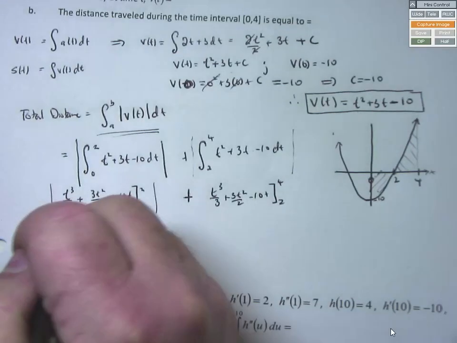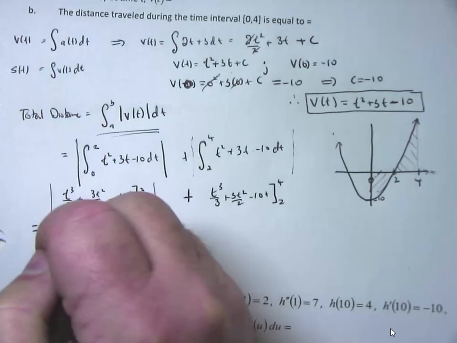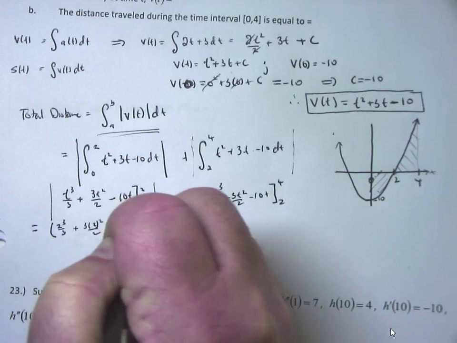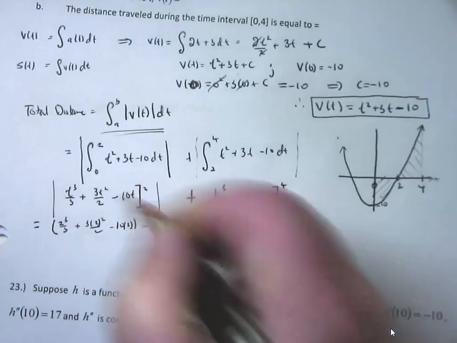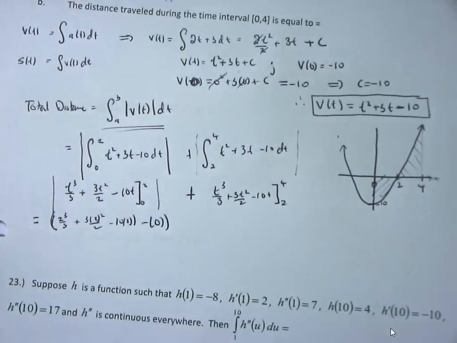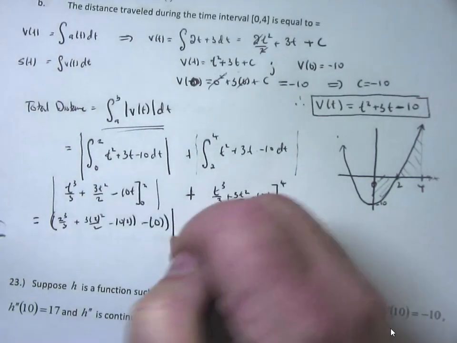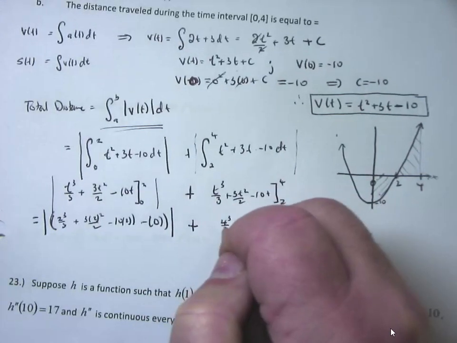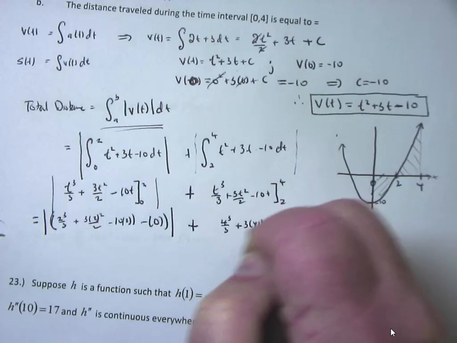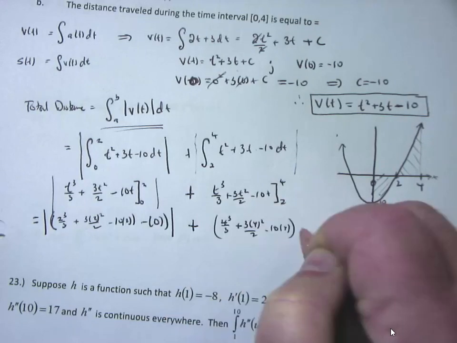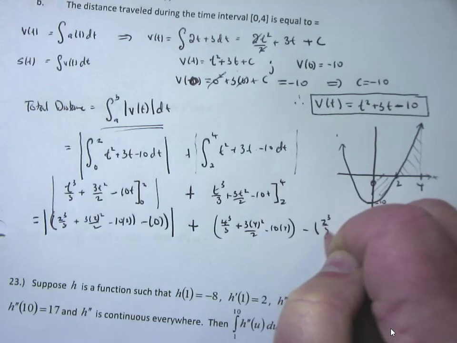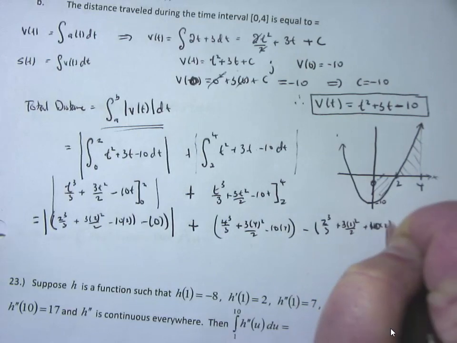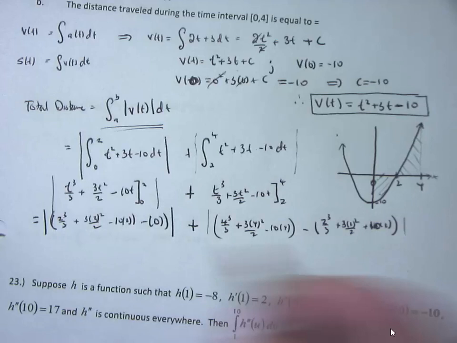So this is going to be equal to, plug in top, 2 cubed over 3 plus 3 times 2 squared over 2 minus 10 times 2, minus when I plug in 0. I love plugging 0 into things. Typically it's going to be 0. And then that's going to be a negative, so I'm going to do the absolute value of that guy. Plus, plug in top, that'll be 4 cubed over 3 plus 3 times 4 squared over 2 minus 10 times 4, minus plug in bottom, 2 cubed over 3 plus 3 times 2 squared over 2 minus 10 times 2. This is already going to be positive. Sticking absolute value is not going to matter here.